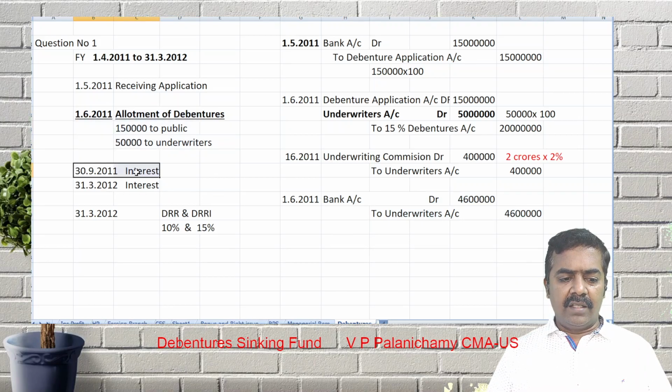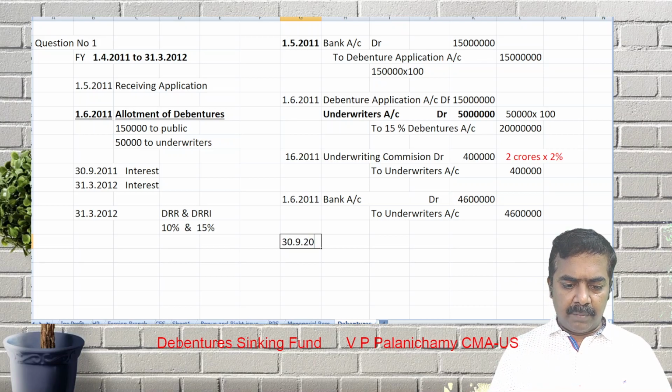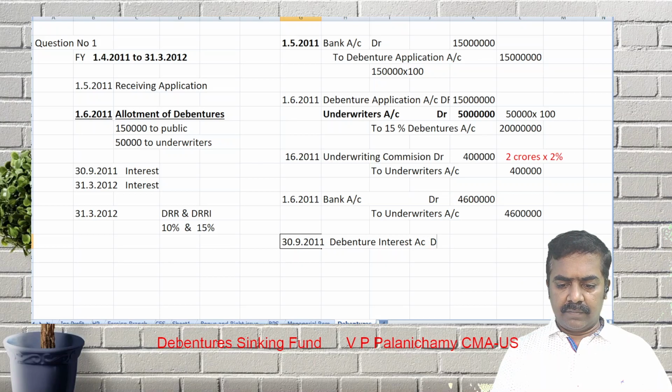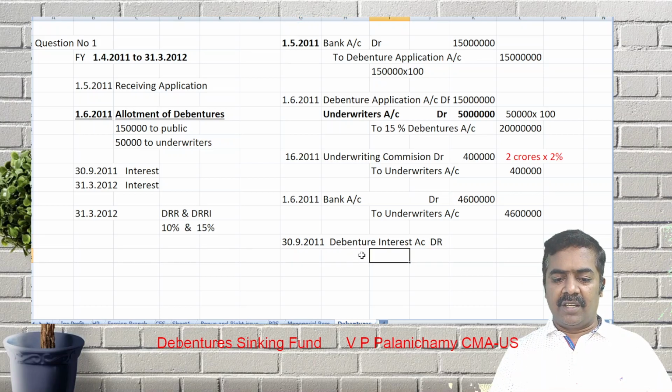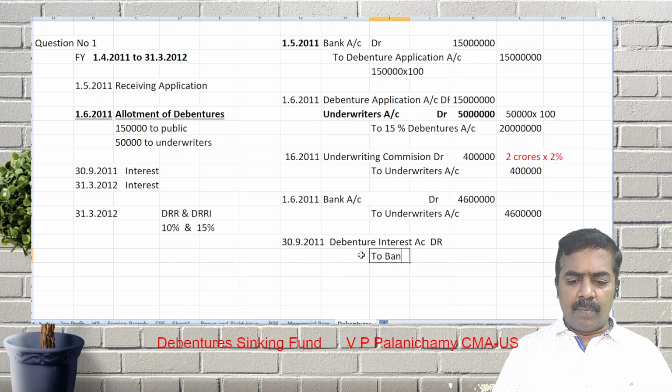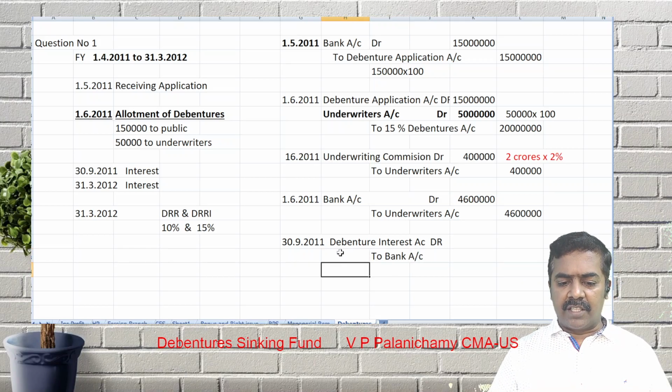Then on 30th September 2011 we have to pay interest. What is the entry? Interest is an expense or income? Expense. Debenture interest account debit. Supposing TDS is deducted, you would have put TDS account debit. If tax is deducted you have to do it. No tax is deducted here, to bank account. How much interest should we pay? Tell me correctly.